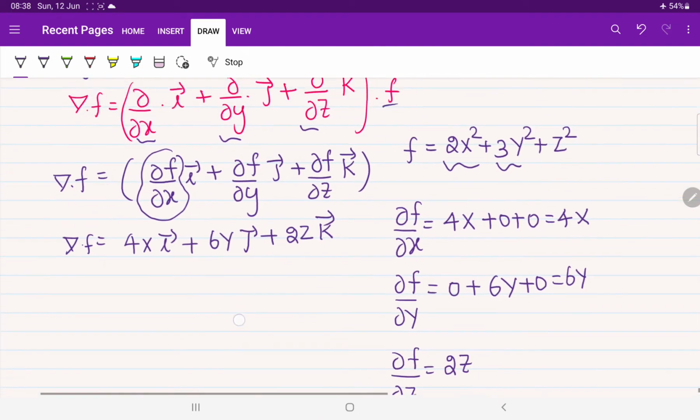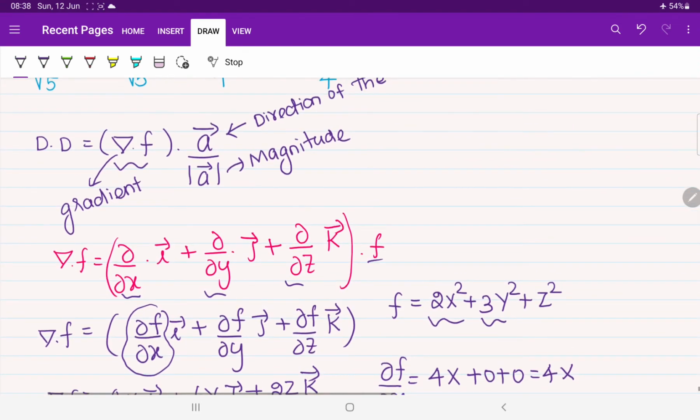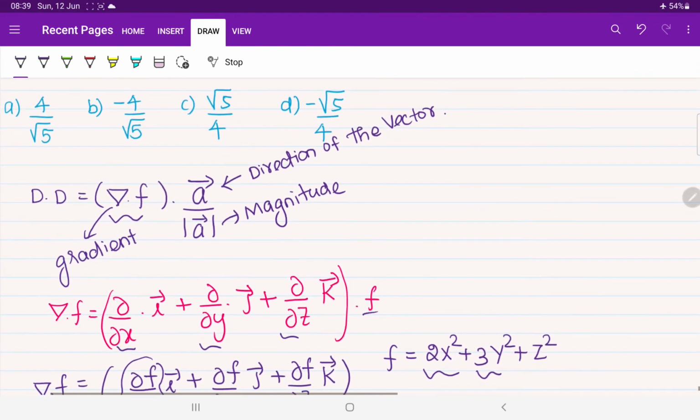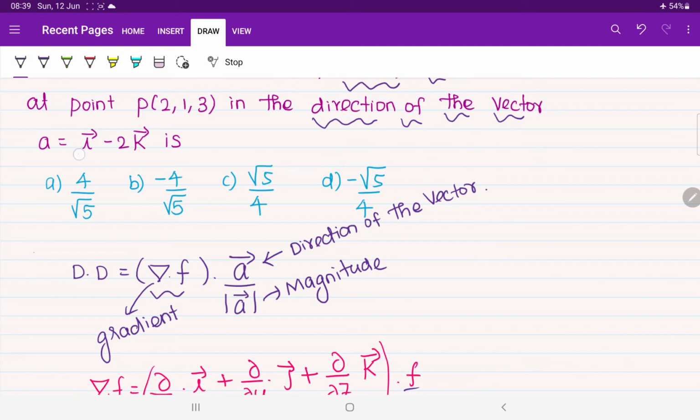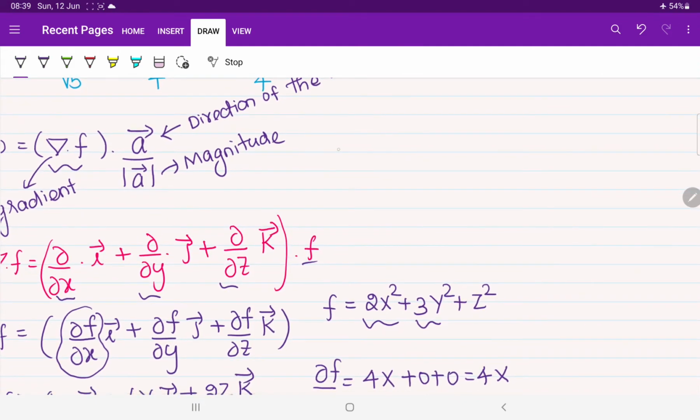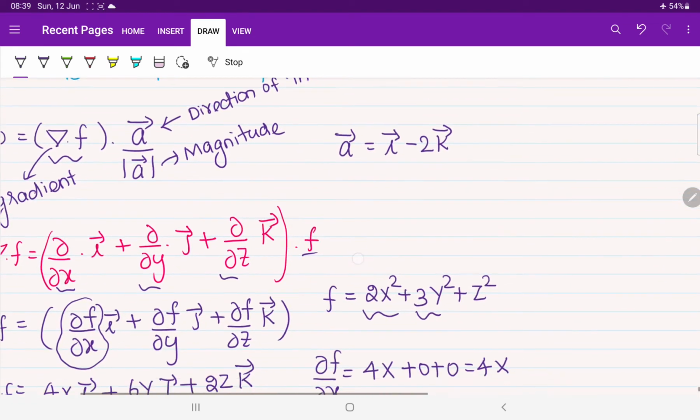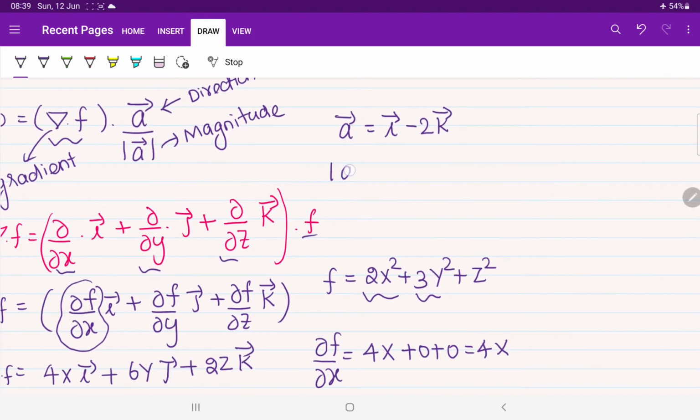Once you identify this, then we can substitute this value into the formula. See there, the value of a vector is already given. The value of a vector is i vector minus 2 times of k vector. How will you identify the magnitude for this function? Let me tell you, a vector is defined as i vector minus 2 times of k vector. Am I right? Okay sir, how will you identify the magnitude?